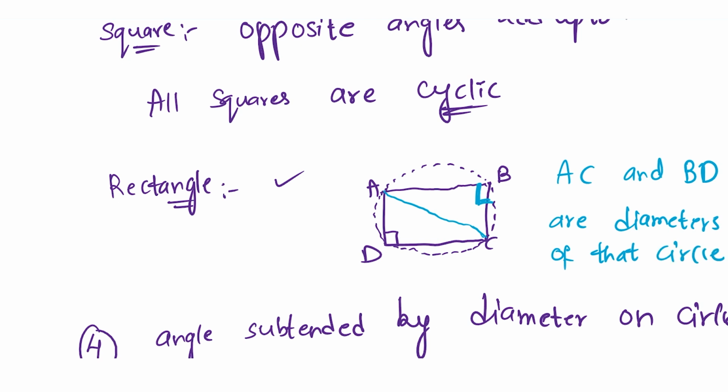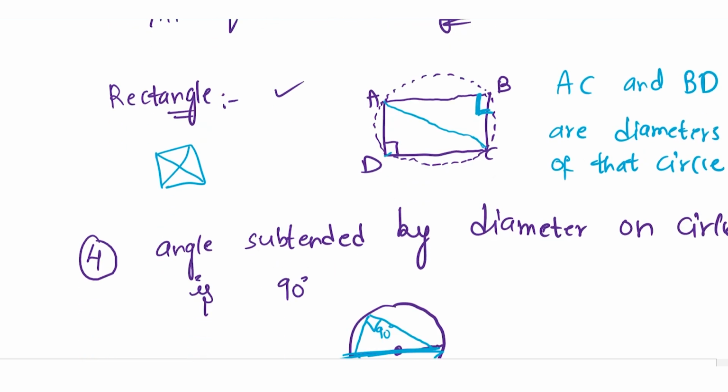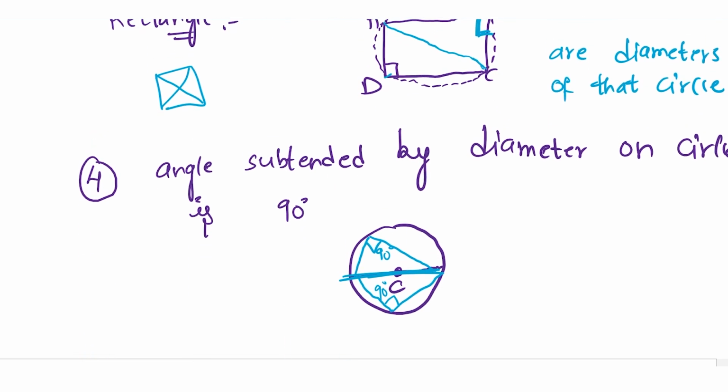So that is the concept. For a square also, AC and BD will be diameters. If you consider BD, it will be something like this. We know that these two angles are also 90. So that makes it a diameter. So I hope it is clear.